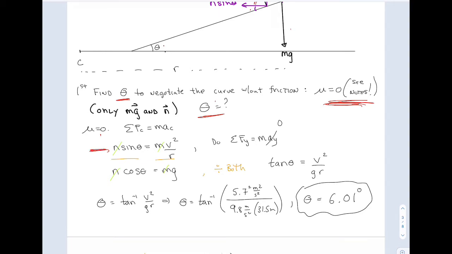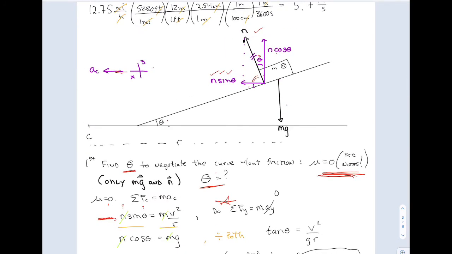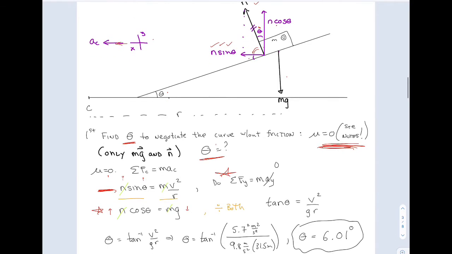Okay, so if I do F equals ma in the centripetal direction, I have two unknowns. I don't know the normal force, and I don't know the banking angle. So then I apply F equals ma to the car in the y direction. So I have n cosine theta points up, minus mg, equals 0. N cosine theta points up, mg points down. This comes from F equals ma in the y direction, right?